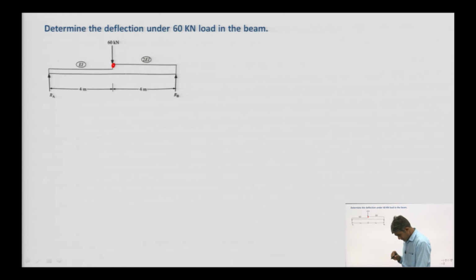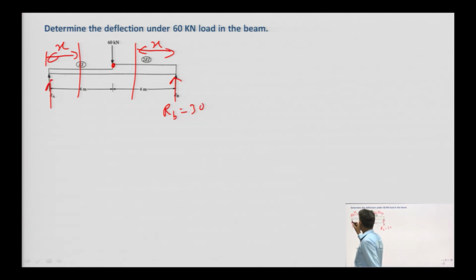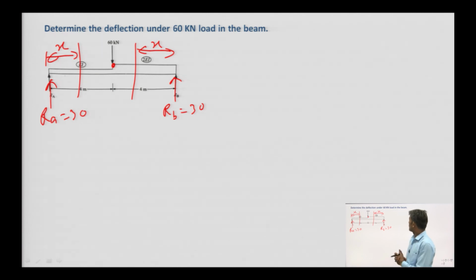The same question was solved with the strain energy method. Now, we will solve it by Castigliano's first theorem. Two sections will be selected, this one and this one. The value of vertical reaction R b will be 30, and R a will also be 30.